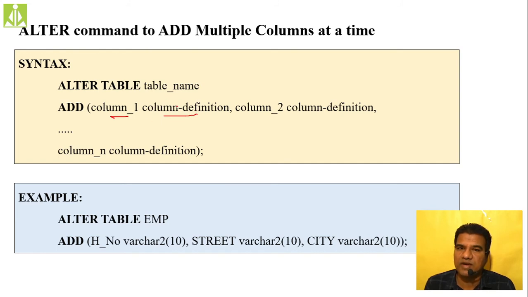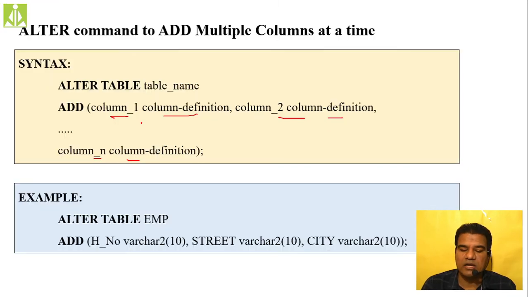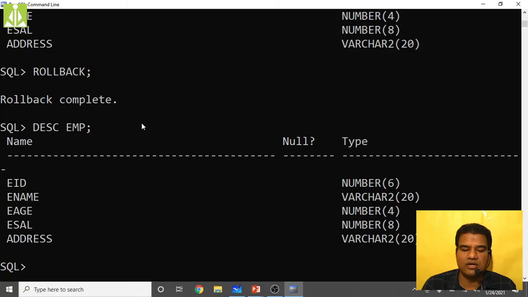Definitions are nothing but specifying the data type. In C language we have seen that one. Variable definition is nothing but specifying the data type. Okay, column name, column definition, column name, column definition. Likewise, up to n columns you can add. There is no restriction on that one. So you can add up to the maximum limit of your columns using this alter table command. So now I will add 2 more columns using that multiple columns syntax.